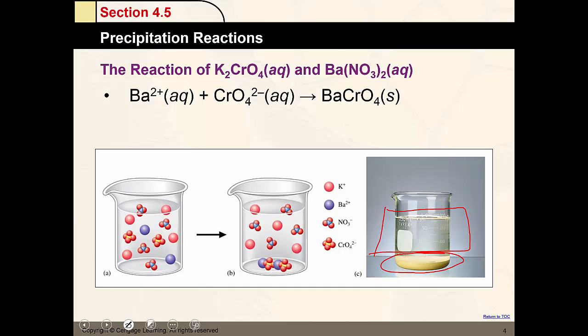So we actually know that the substance that forms the precipitate is barium chromate, the substance that forms the solid. And we only know this from the rules for solubility. Some compounds are what we call soluble, and some are insoluble, which form these solid products, these precipitates, in double replacement reactions.